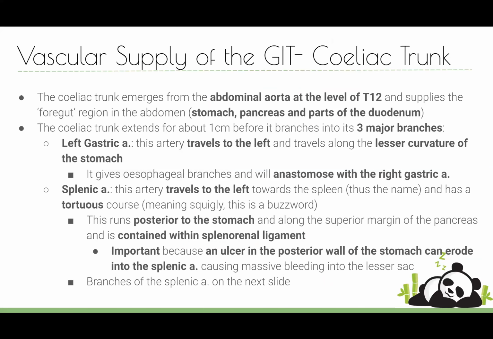Okay, so the vascular supply of the GIT. So the celiac trunk, like I said before, comes from T12 and will supply the stomach, the pancreas, and parts of the duodenum.